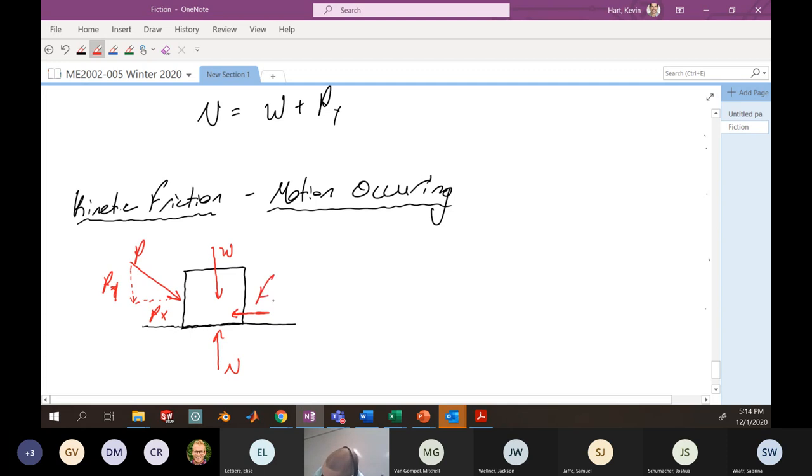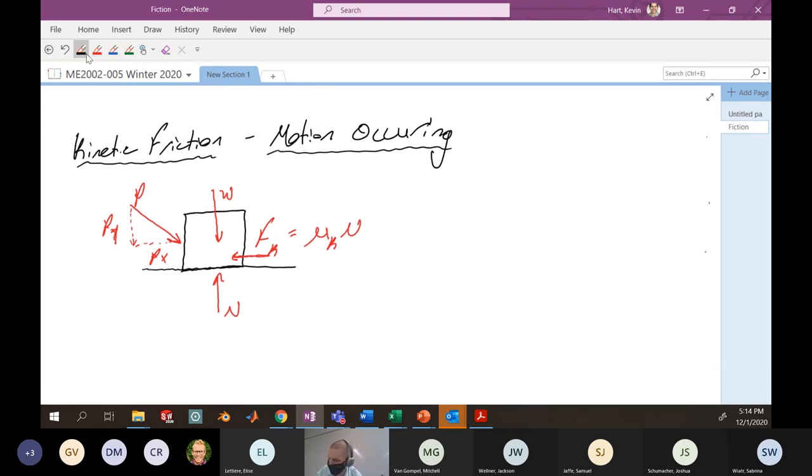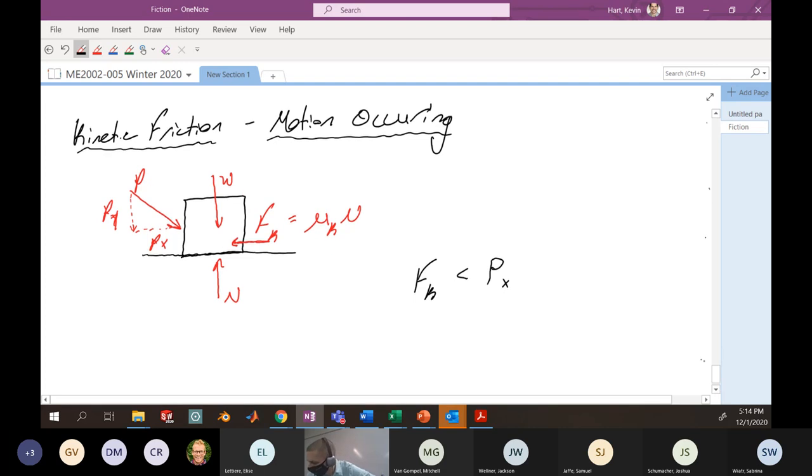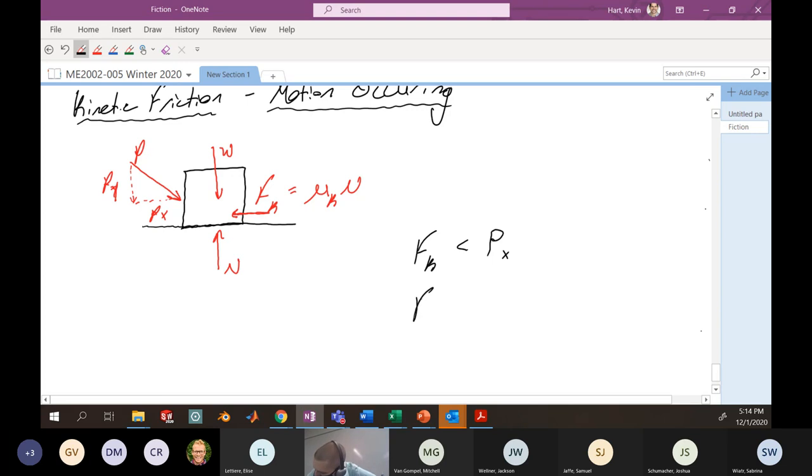And now we're resisting here with F sub K, this kinetic friction force, which is mu K times the normal force. Right? And in this situation, very specifically, the frictional force FK is less than PX, okay? So we're applying more force in the x direction than my frictional force can resist. And so I'm resisting that force in the x direction, but this thing is moving. So we'll eventually get to talking about acceleration and actual motion a little bit later, but important here to know that the kinetic frictional force is going to be less than the force that's being applied in the x direction. All right. And we know that Fk here is going to be mu k times the normal force.